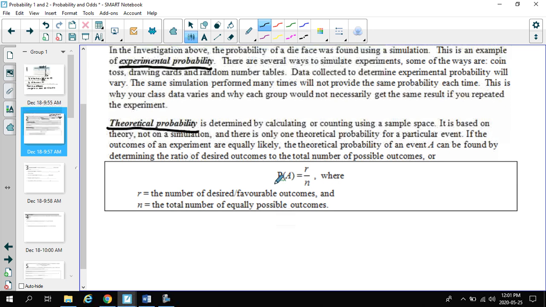So this is what we have here. The probability of event A is equal to R divided by N. So R is the number of desired or favorable outcomes, and N is the total number of equally possible outcomes.